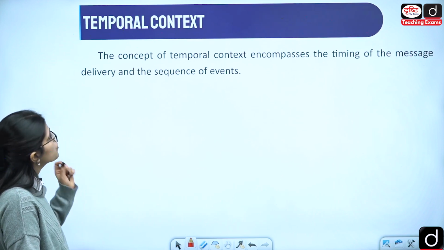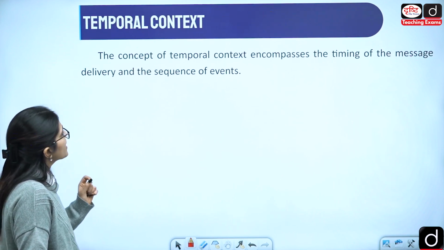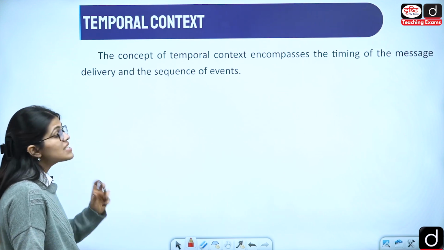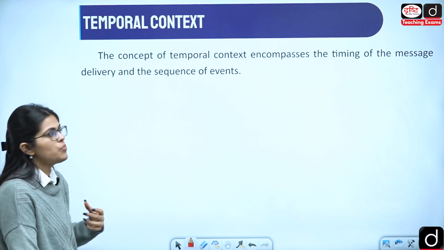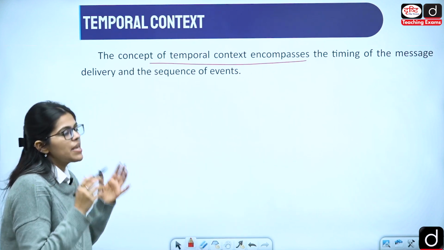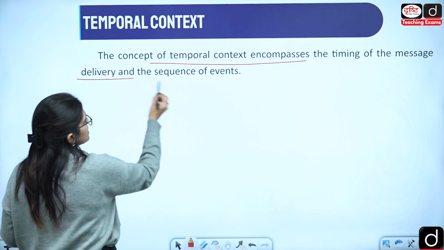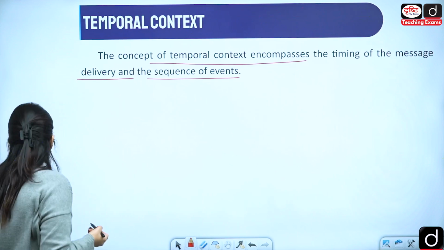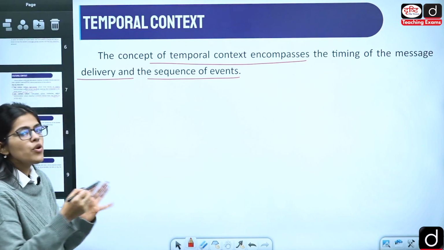Then comes the temporal context. The temporal context is related to the timing when the message is delivered or the sequence of events that are important. What is a temporal context? It encompasses the timing of the message that is delivered or the sequence in which the message is delivered, right? That is the temporal context.